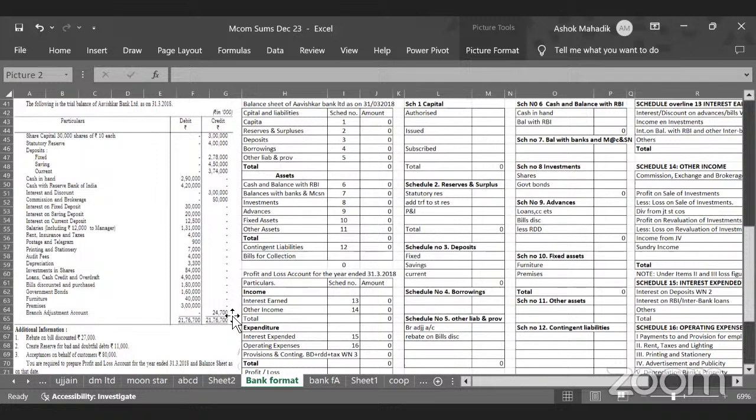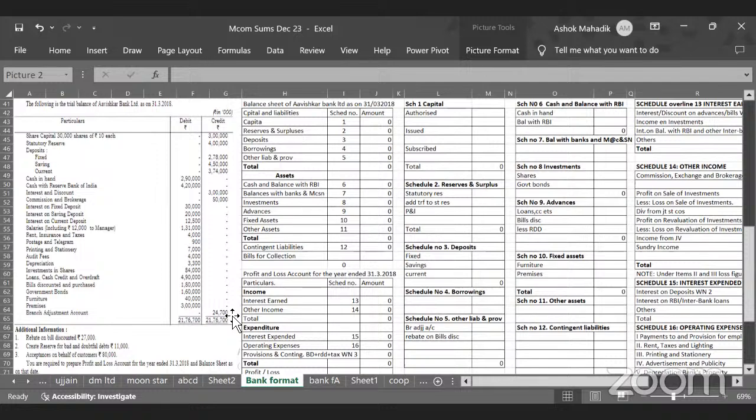Okay, so next to that, you can see I have managed to make the schedule number 1 to 5 in one column. Then 6 to 12, that is balance sheet, is done in these 2 columns. Then to the right, we have schedule number 13, 14, 15, and 16.